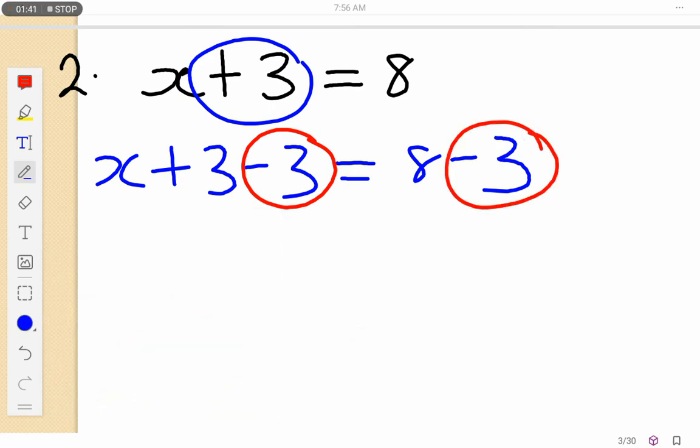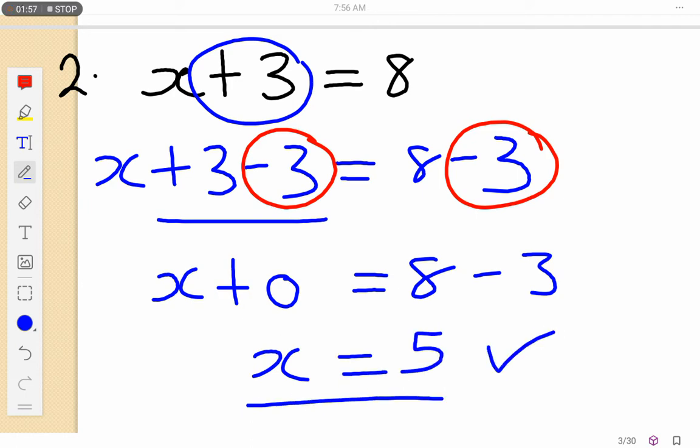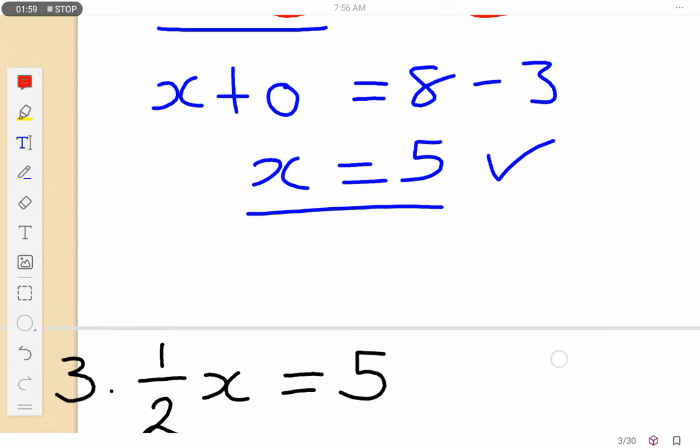So now I can simplify. Plus 3 minus 3, we get a 0. So I'll have x plus a 0 is equal to 8. Okay, so on the left side, I can say I have x is equal to 8 minus 3, we get a 5. So this is our value of x there. Let's go on to the next question.